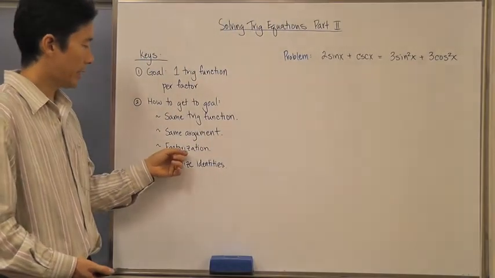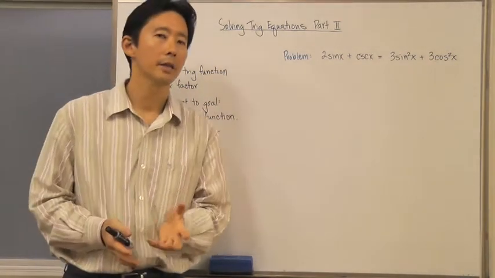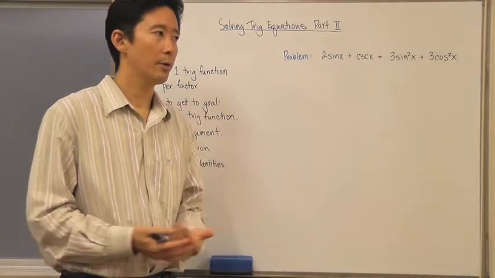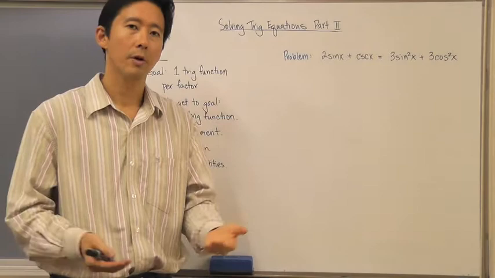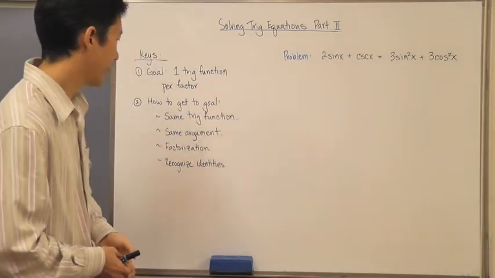Now we also want to take a look at factorization, because when we look at anything that's a quadratic or anything even higher in terms of a polynomial, we want to always use factorization and the zero product property to solve for the particular values of our variable.